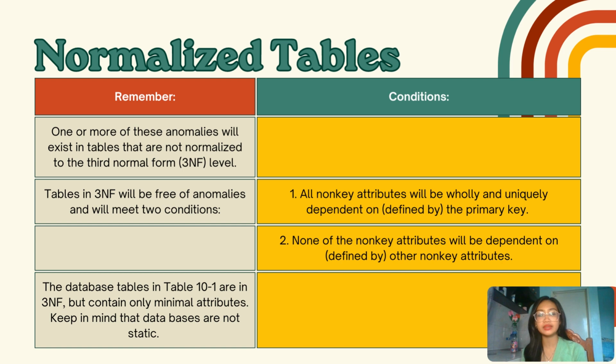Lastly, the database tables in Table 10-1 are in 3NF, but contain only minimal attributes. Keep in mind that databases are not static. As user needs change and additional user views are developed, additional attributes and perhaps additional tables may need to be included in the database. These additions must comply with normalization rules to preserve the structural integrity of tables and avoid anomalies. For a complete discussion of anomalies, dependencies, and normalization techniques, please review the appropriate sections of Chapter 9 and its appendix.